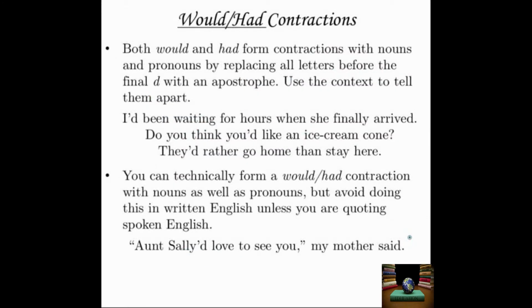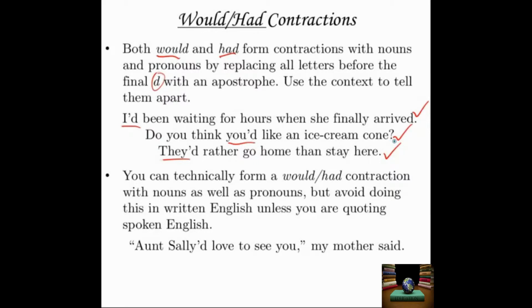All right, would-had contractions. Both would and had form contractions with nouns and pronouns by replacing all letters before the final D with an apostrophe. Use the context to tell them apart, just like you did with is and has. So, I'd been waiting for hours when she'd finally arrived. I had been waiting for hours. Do you think you'd like an ice cream cone? You would like an ice cream cone. They'd rather go home than stay here. They would rather go home than stay here.